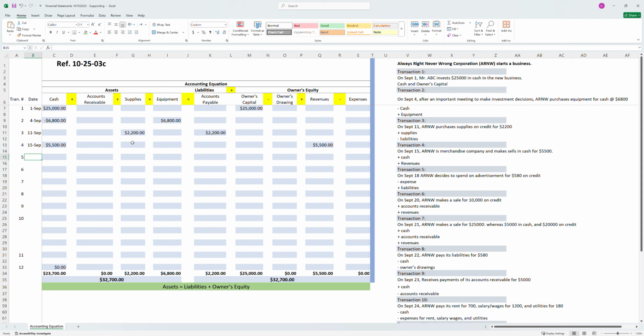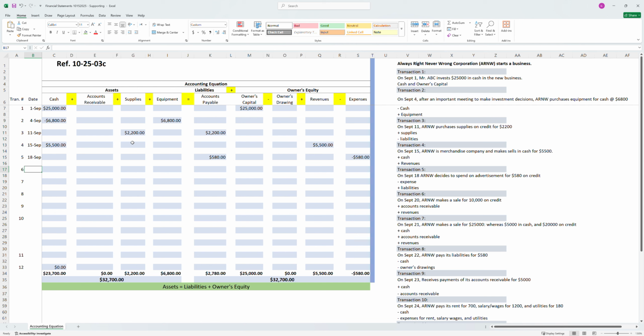So what's transaction number 5? So transaction number 5 is September 18th. And we spent money on advertisement for $580. So advertisement, what is it? Do we pay in cash or it's on credit? No, it's on credit. That means we don't pay it. So what we do is we increase our accounts payable by $580, and because it's an expense, it's minus $580. Advertisement is considered an operating expense.